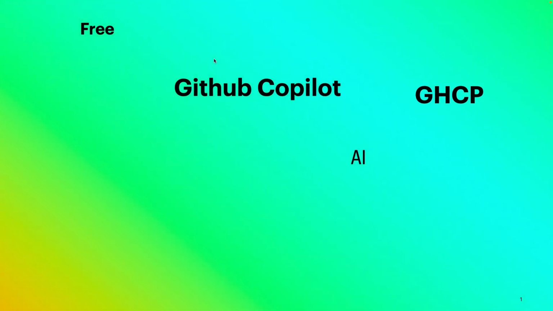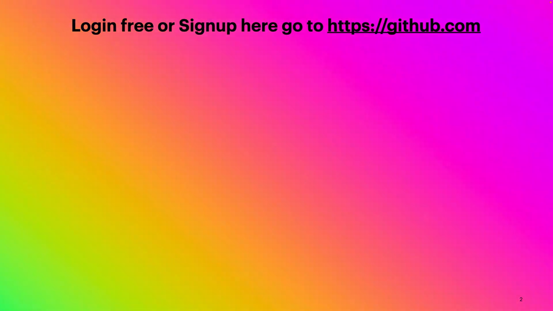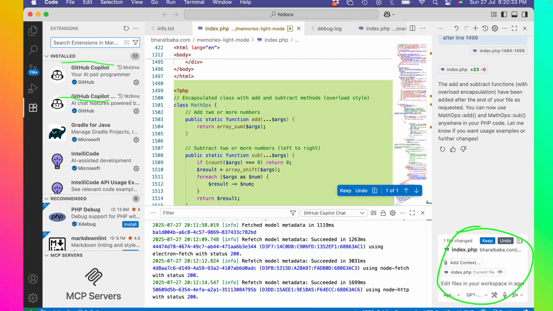About how to install GitHub Copilot free. Yeah, it is fully free in your laptop, desktop, anywhere. So for that, you first have to sign up at github.com. If you sign up, or you can log in, whatever you have. You see how it works.